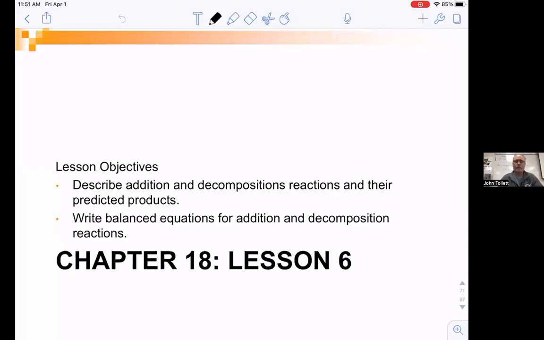Okay, AP students, welcome back to the last lesson for electrochemistry, lesson 6. Just going to go through some addition and decomposition reactions. Many of our addition and decomposition reactions are actually redox. This is the last section of reaction prediction for the year, actually.